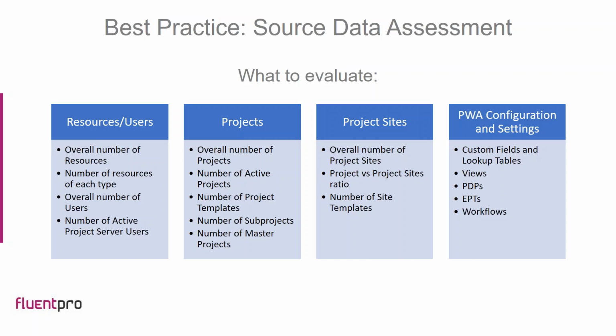The next large part that needs to be assessed is projects: the overall number of projects, and the number of active projects, in case you decide to proceed with migrating only a smaller part of data, like active projects, to Project Online and leaving older projects in archive or completely leaving them in the source environment. Also the number of project templates, which will be migrated separately from projects.